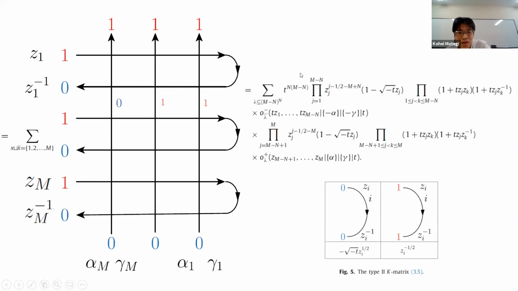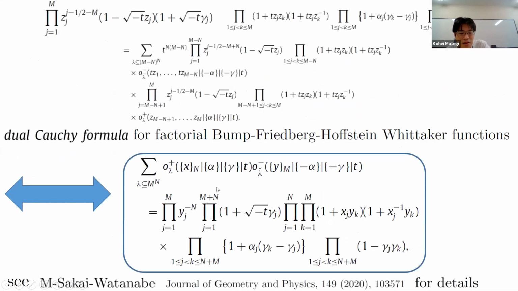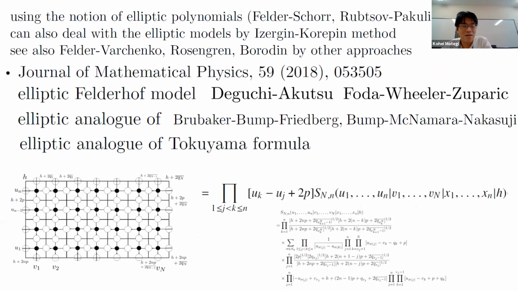And so you can also write this as a product of these two functions. And after all, you get some dual Cauchy formula for these factorial Bump-Friedberg-Hoffstein Whittaker functions. So please see this paper for details of this derivation. I apologize for being a little bit out of time. I'm running out of time.